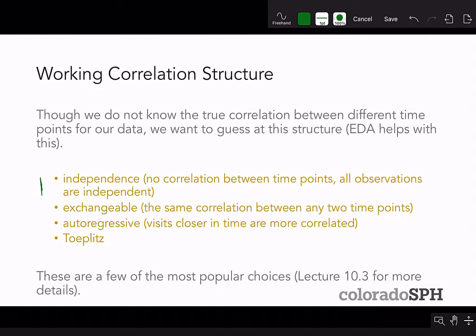All observations are considered independent. That's the same assumption you make in your ordinary least squares, a regular GLM. Exchangeable correlation structure, which is the same correlation between any two time points. That's when your correlation matrix will look something like this, and you have just the same correlation parameter rho at all time points.